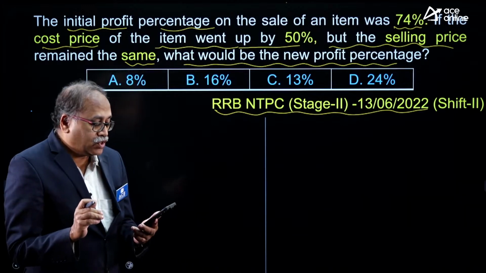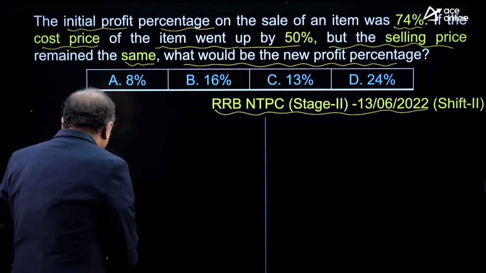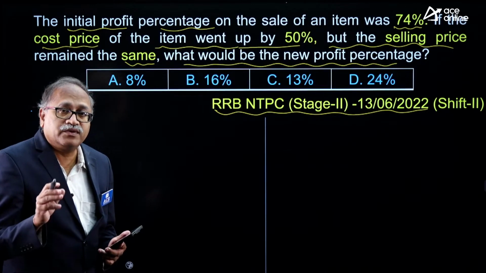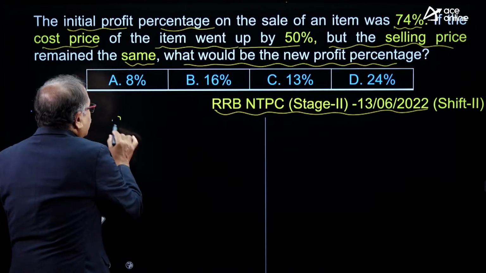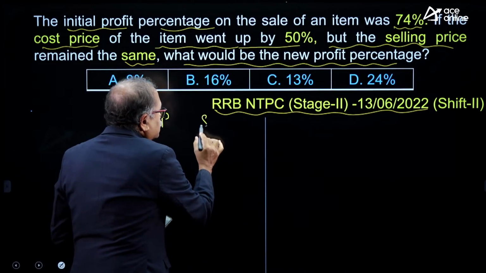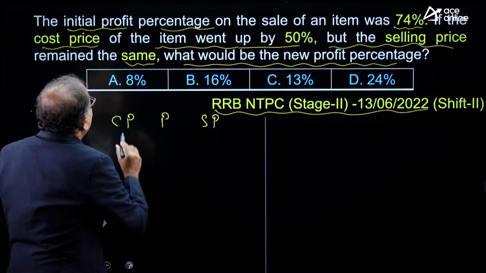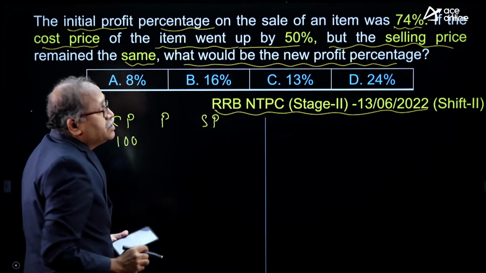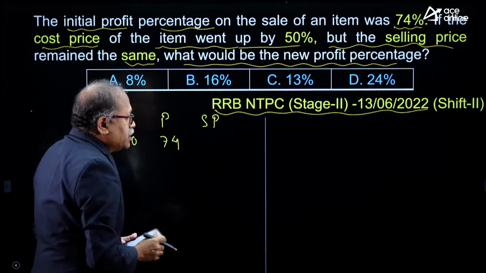Okay. So did you try to answer the question? 30 seconds is over. So I'm trying to answer this question. In between, if you get the answer, please respond. So here first comes CP, then comes profit, and then comes selling price. I will tell you the alternate method also. So here if my CP is 100, it is said that the initial profit is 74. So let's take that 74 is my initial profit.